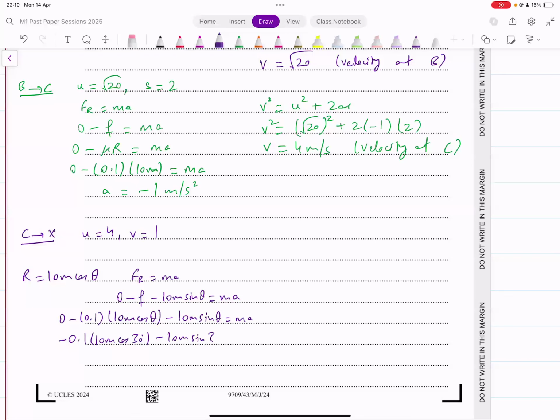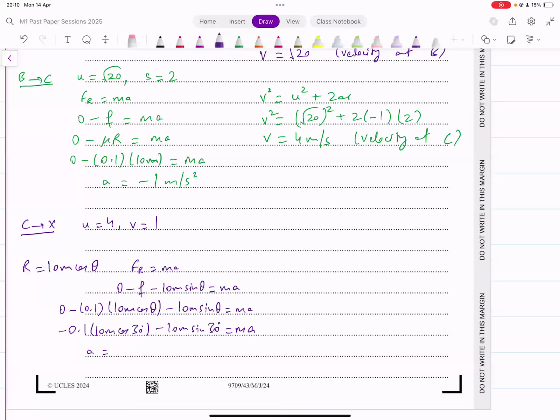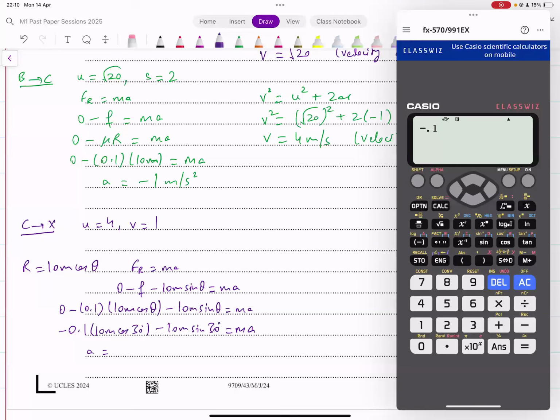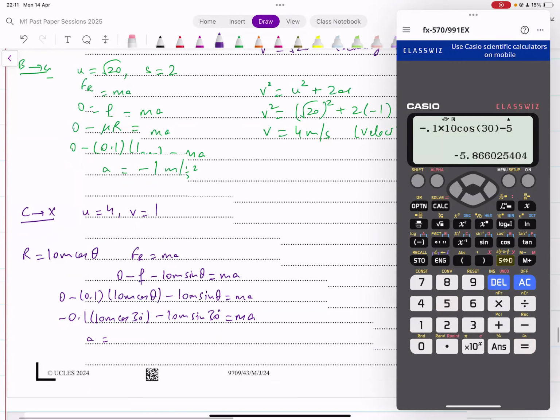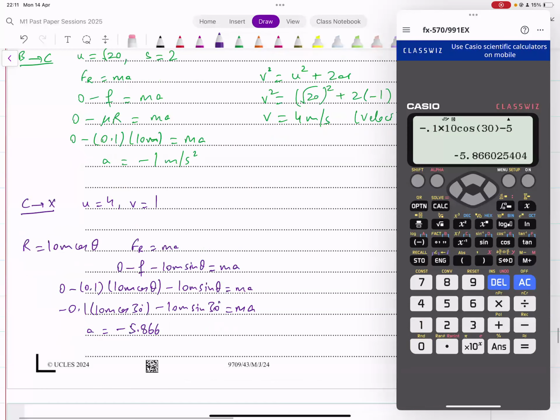Minus 0.1 into 10 cos of 30 minus 10 over 2, which is 5. Acceleration, that would be minus, confirm this.